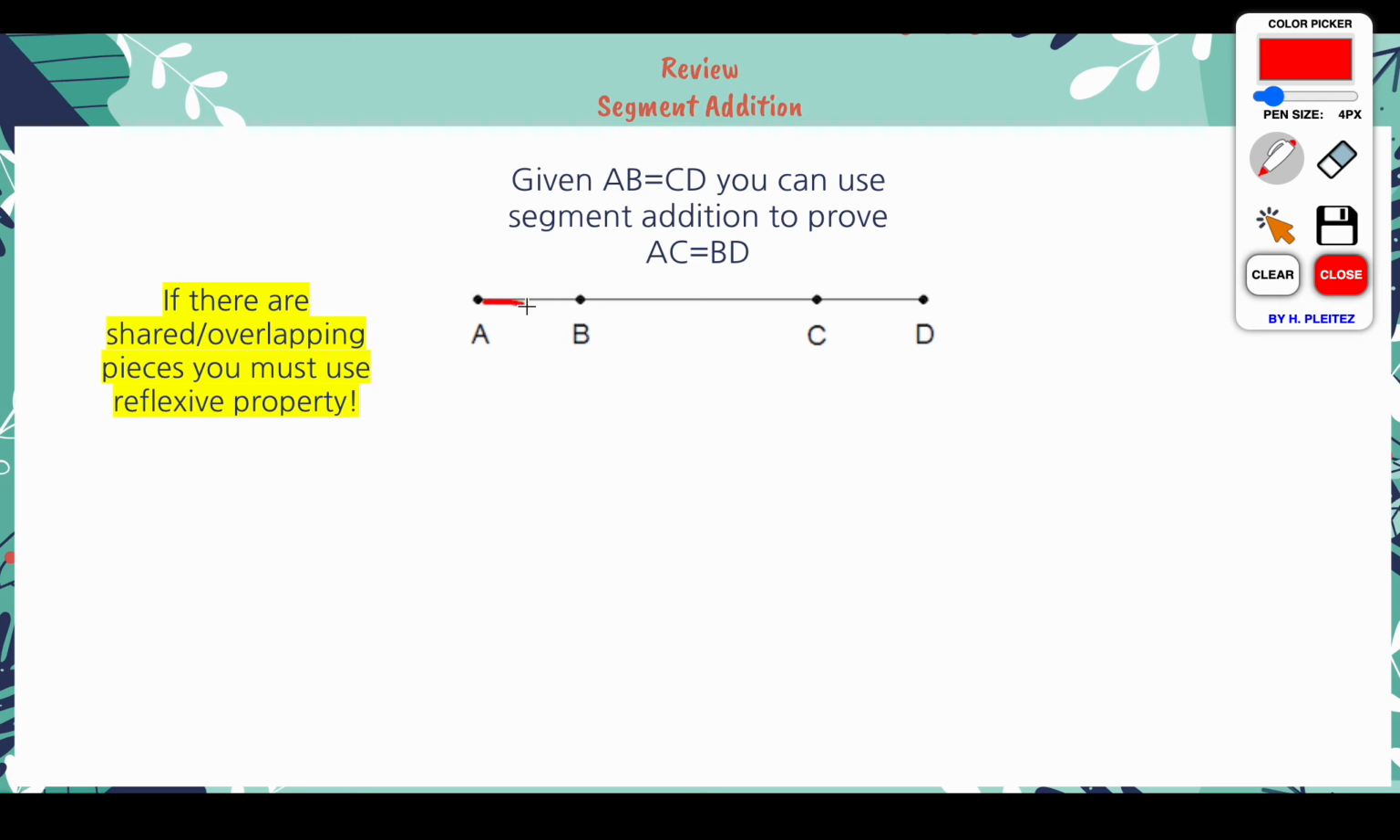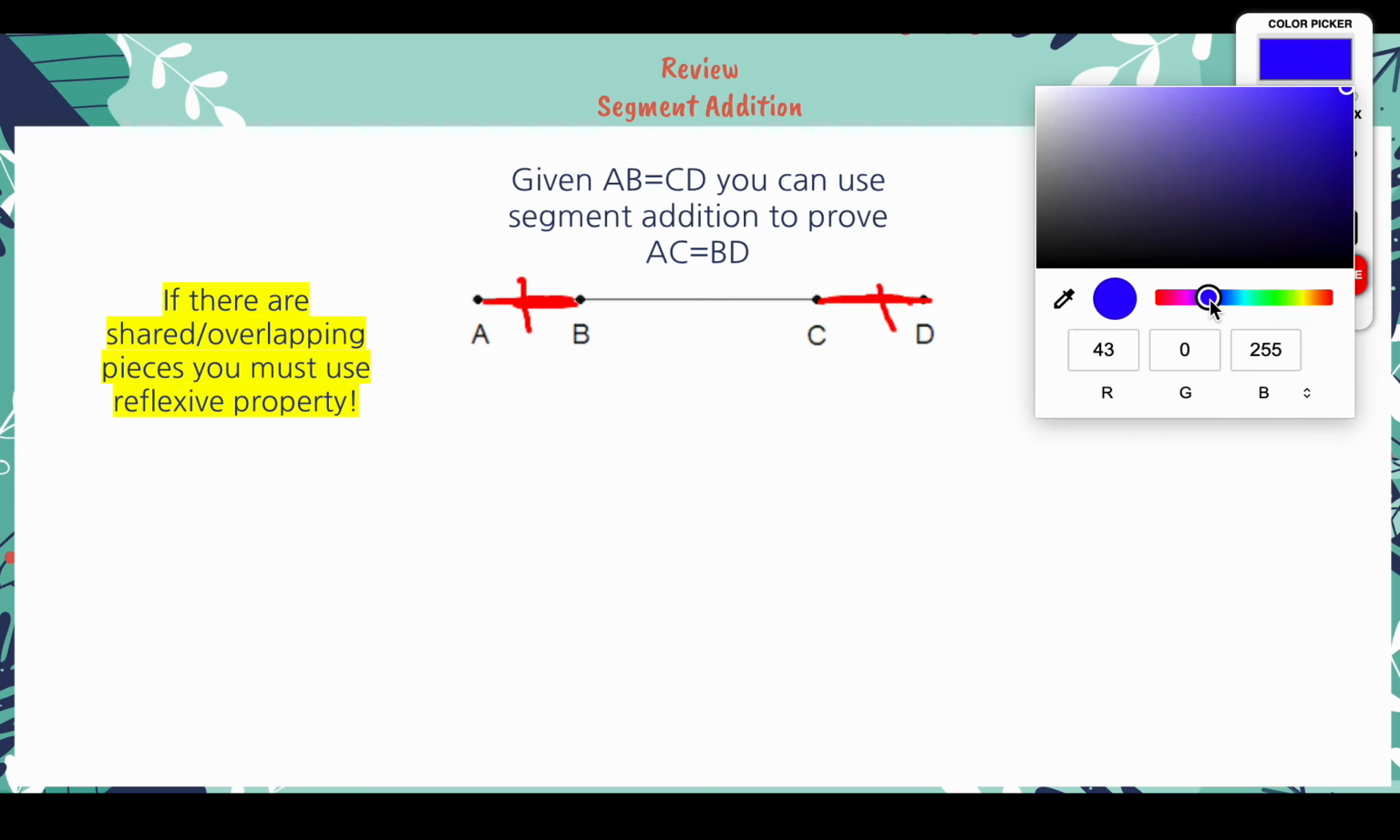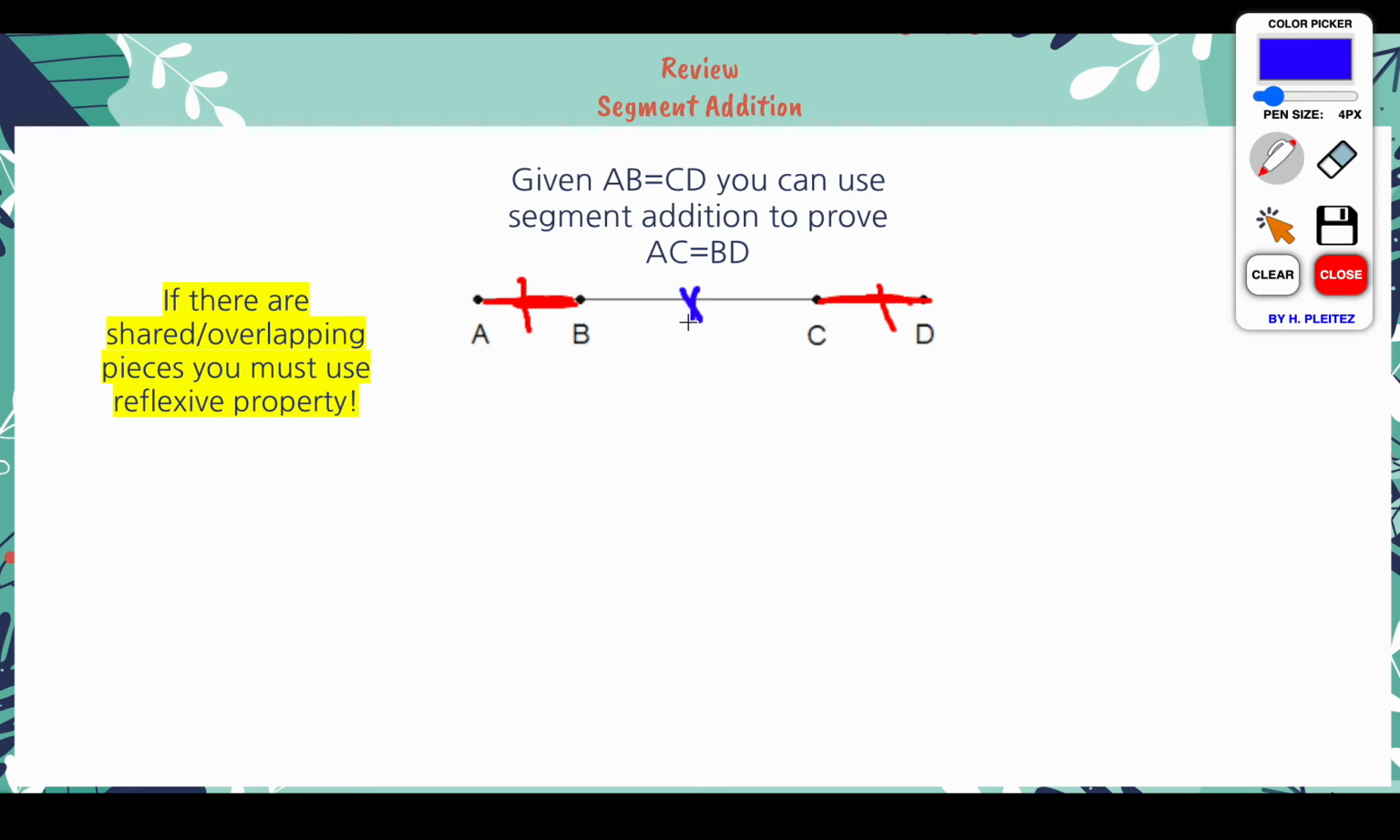They might be giving you something where you're given, like they say AB is congruent to CD. So right now our given is small. But what we can do is notice that BC is shared by both of these things. So by segment addition, we know that AC is going to be congruent to BD.